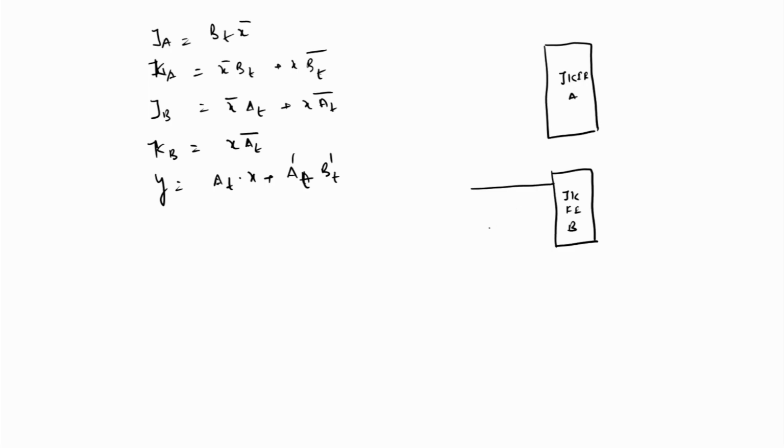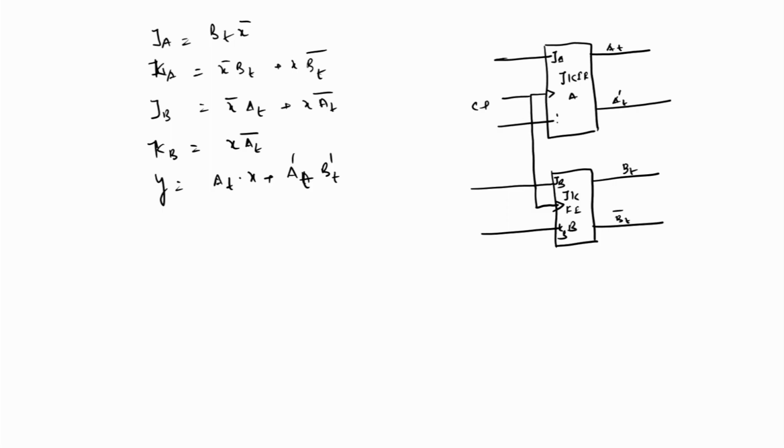Here the inputs are a clock pulse which goes common to all, that is CP. Here this represents AT and AT complement, this is the first output BT and BT complement, and then here JB and KB, and similarly these two inputs are named JA and KA.